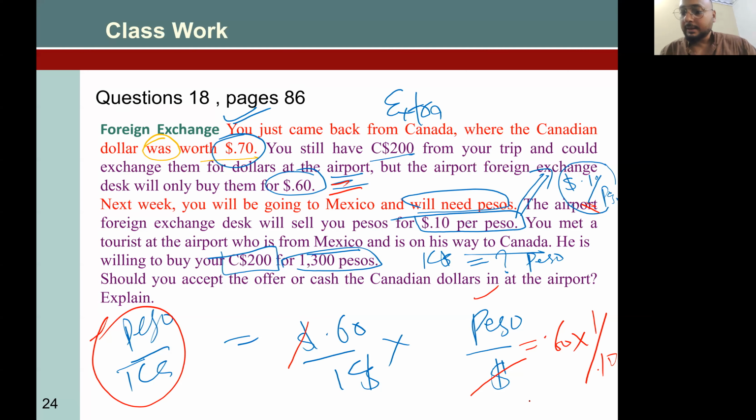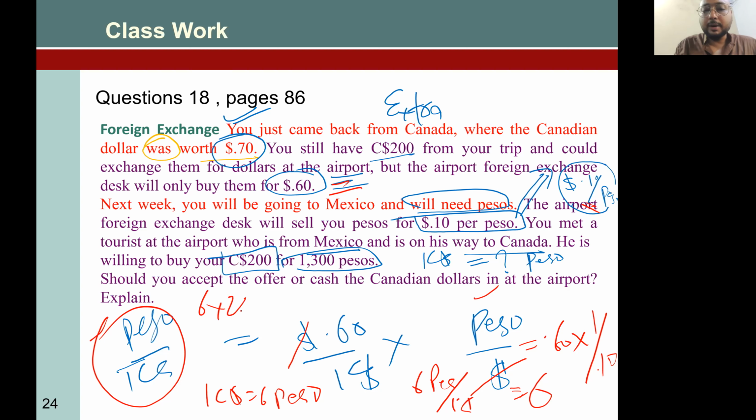Answer is going to be 6. So 1 Canadian dollar is equal to 6 pesos, or 6 pesos over Canadian dollar. So how much for 200 Canadian dollars? 6 multiplied by 200, the answer is 1200.